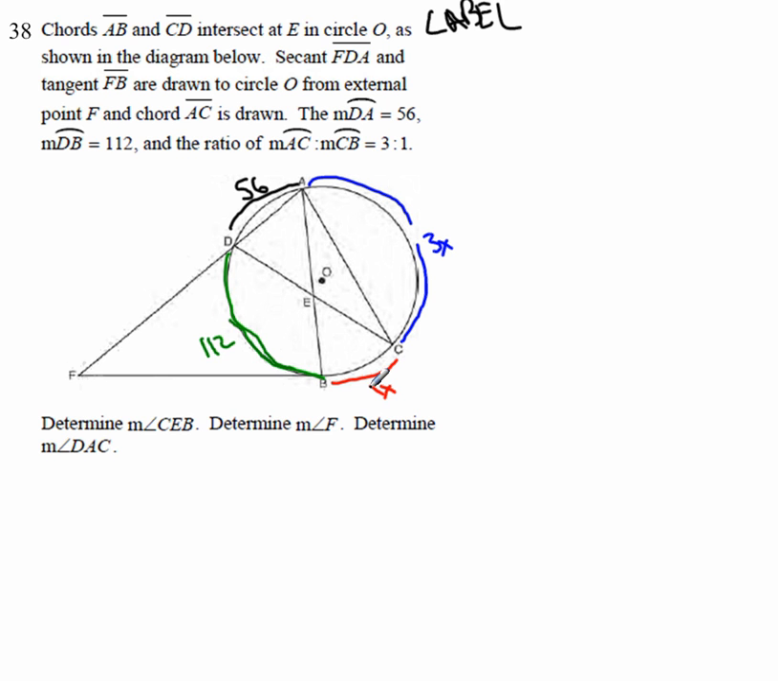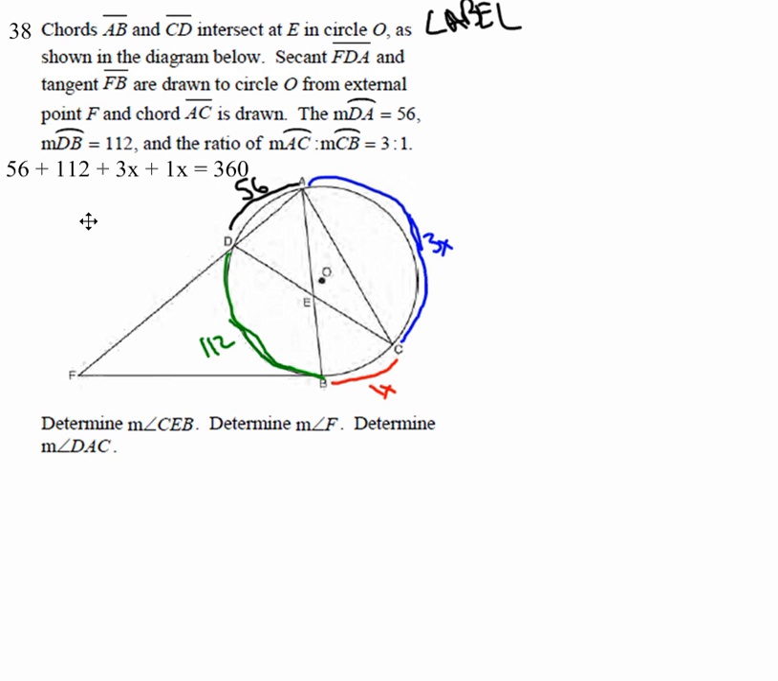Now, I want you to think about something. What's one way that we can solve for x? Well, we know that all of these arcs, 56, 112, 1x, and 3x, have to add up to 360. So I can solve for x by setting all these arcs equal to 360. By the way, in case you're wondering why I'm solving for x, it's because I'm going to need the measurements of these arcs later on to find what they are asking me to find.